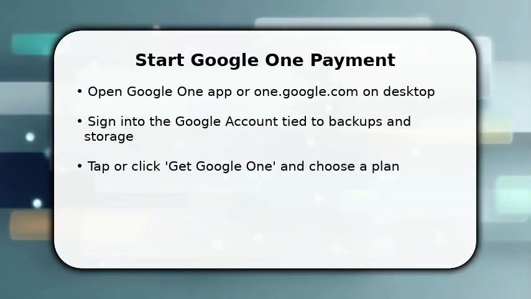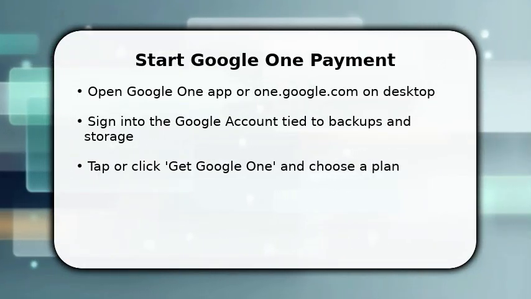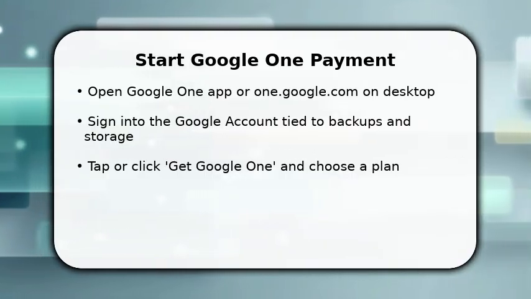You start by opening the Google One app or visiting one.google.com and signing into the exact Google account you use for backups and storage. Once signed in, select Get Google One and pick the storage tier you need. Pricing and shared family options appear immediately so you can compare.